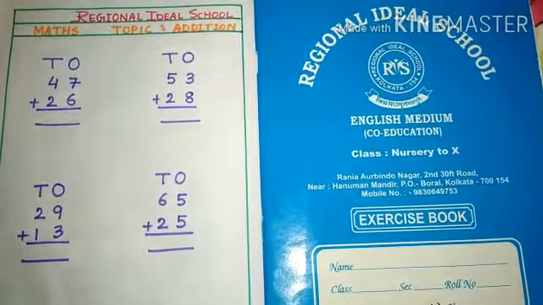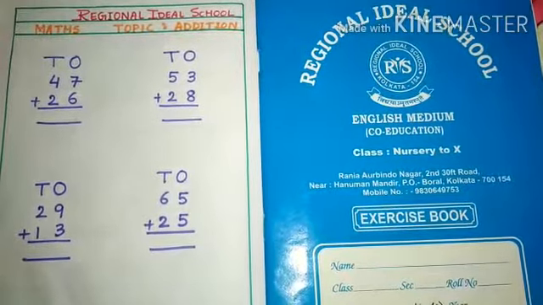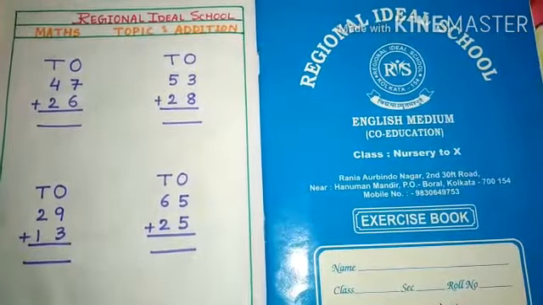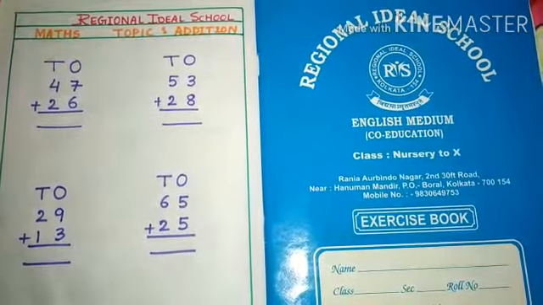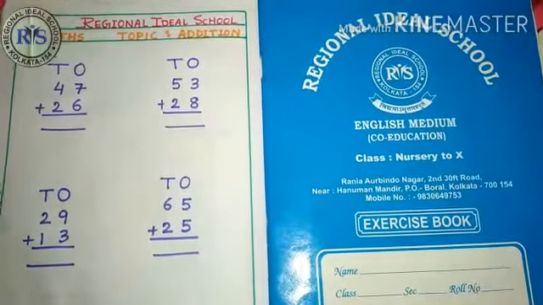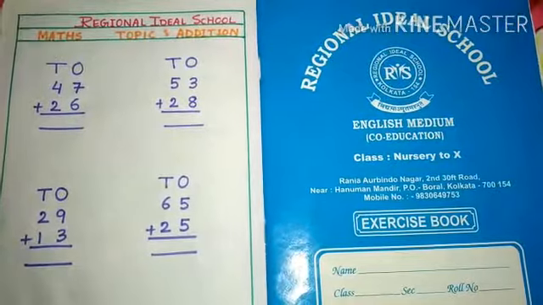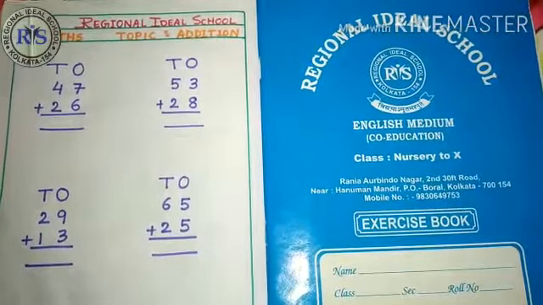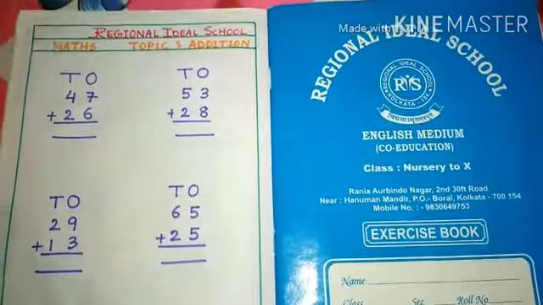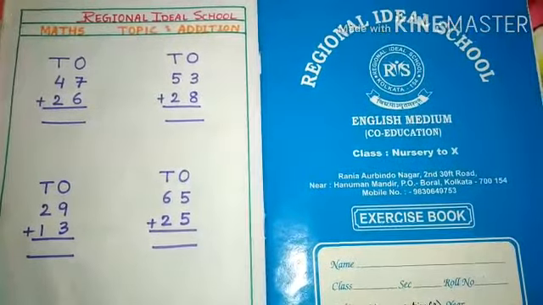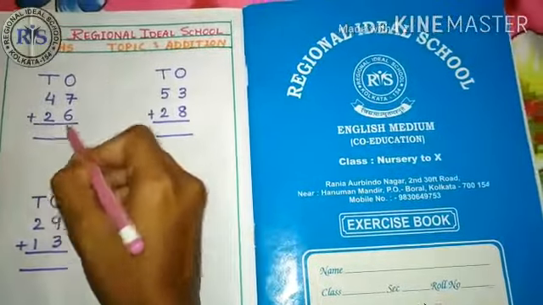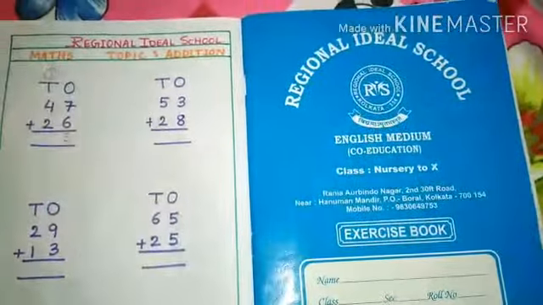Students, in the first example of addition, we have to add 47 and 26. We all know that while doing addition, we have to first add the ones digit and then the tens digit. In the ones digit, we have 7 and 6. So you have to add 7 and 6. If we add 7 and 6, what will we get? We will get 13. So write here 3 and 1 will be carry forward.